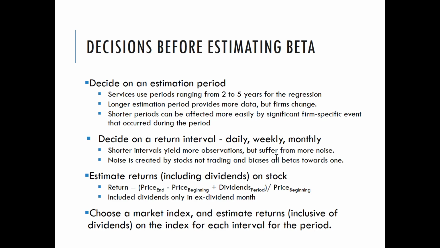If you use monthly, you have to use a 5-year period because the general rule is you need 60 observations. Once you've decided on the estimation period and an interval, you still need to decide on the index. Generally speaking, from a historical point of view, people tend to use a local stock market index. So if they wanted to estimate the beta for Woolworths, they would have used the ASX 200.